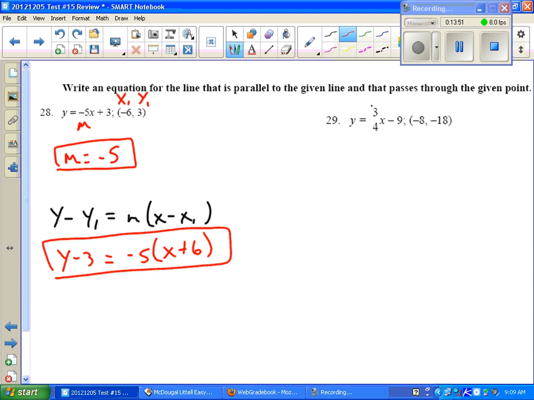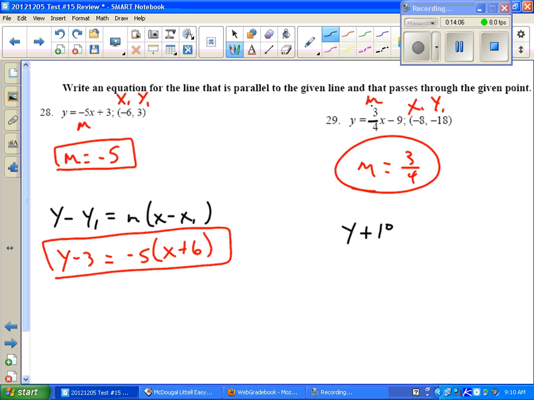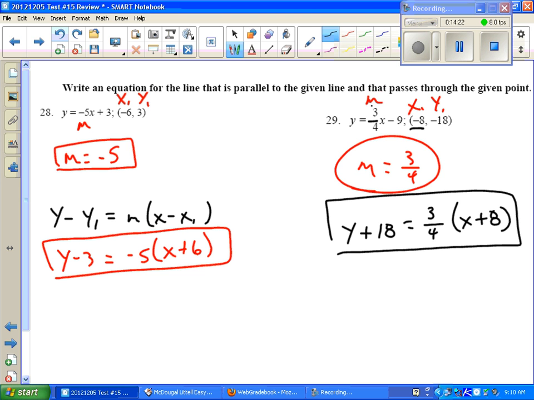Again, this one's supposed to have a fraction sign in it. Your slope value, y equals mx plus b. Your slope will be 3/4 for that one. X sub 1, y sub 1. Plug your values in. Y minus y sub 1 will be y minus a negative 18, which turns into plus 18, equals m, which is 3/4, times x minus x sub 1, which we have negative 8, which becomes plus 8. Point slope form.